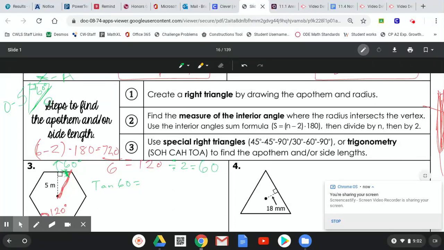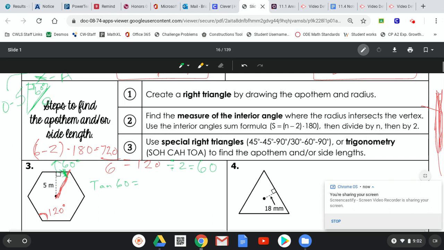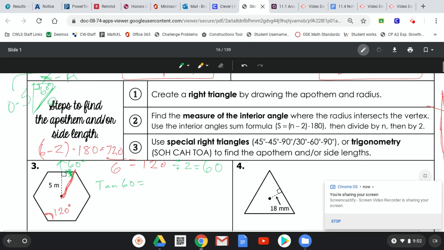So back to our problem here. Tan of 60, and like I said before, it's a 30-60-90. If you want to go from 5 to x, we would divide by radical 3. If we're going this way around the right triangle, we would divide by radical 3, I'm sorry. But we could also use trig.